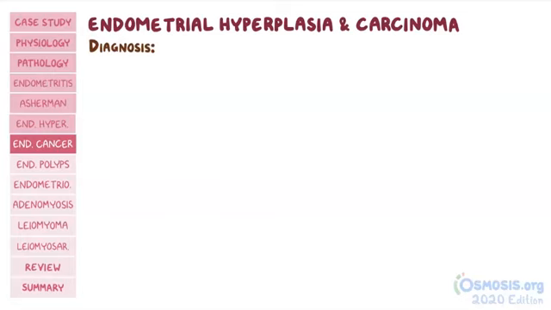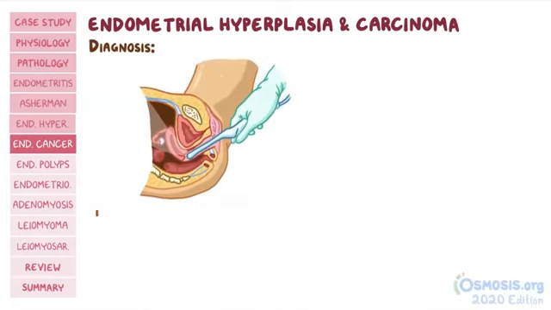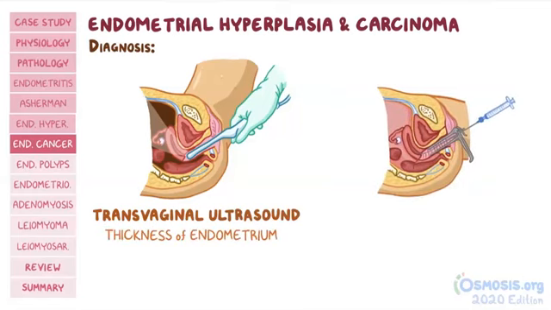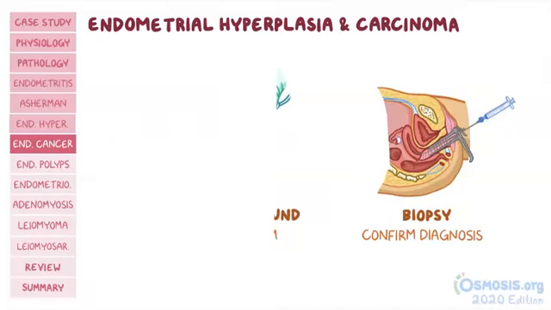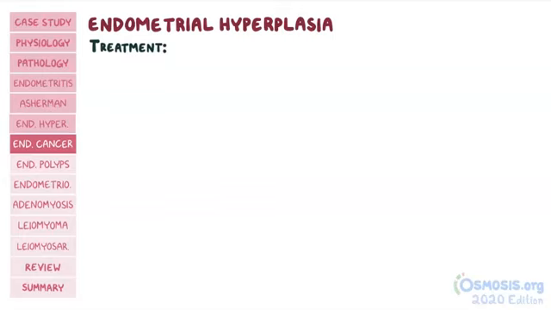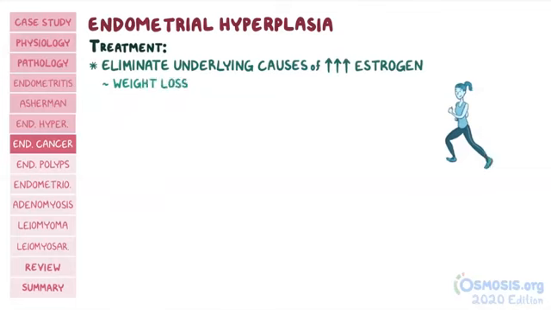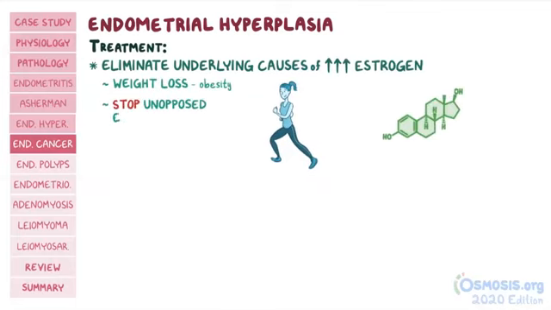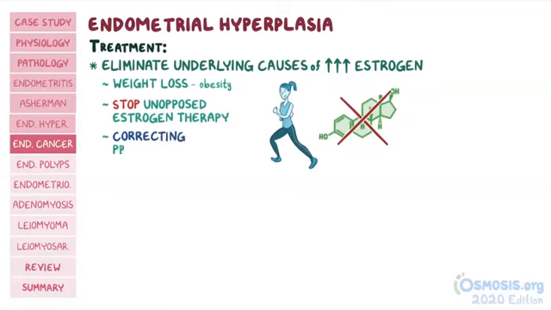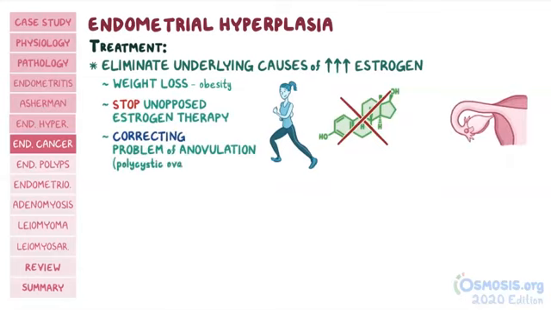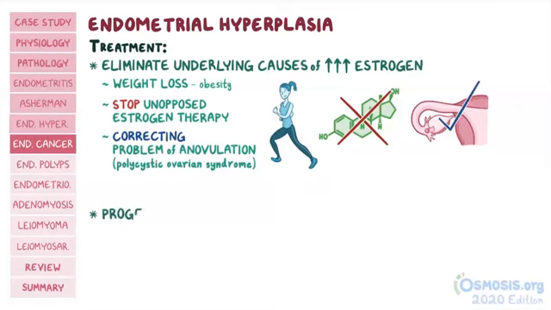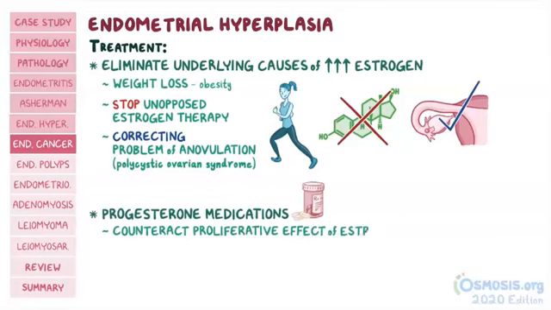Diagnosing endometrial hyperplasia or cancer usually involves doing a transvaginal ultrasound to determine the thickness of the endometrium. Afterwards, a biopsy is used to confirm the diagnosis. Treatment for endometrial hyperplasia includes eliminating the underlying cause of excess estrogen, such as weight loss in cases of obesity, stopping unopposed estrogen therapy, and correcting the problem of anovulation in cases of polycystic ovarian syndrome. Also, progesterone-containing medications can be used, which help in counteracting the proliferative effect of estrogen.